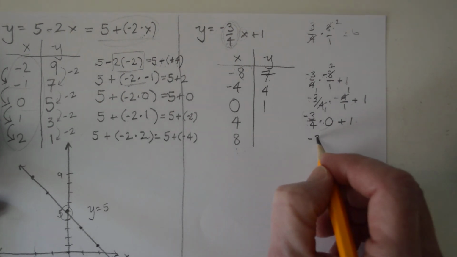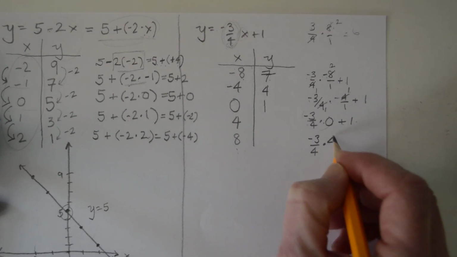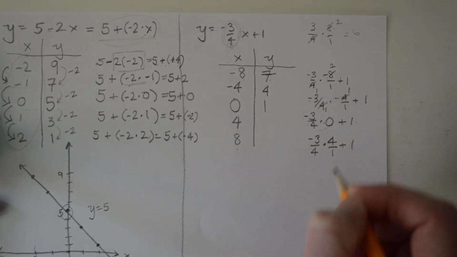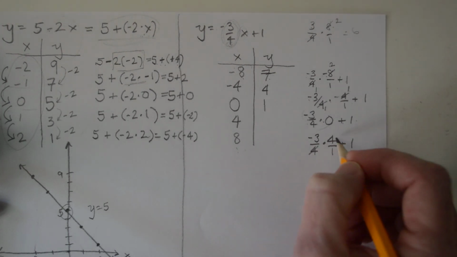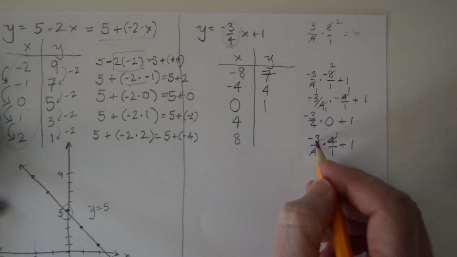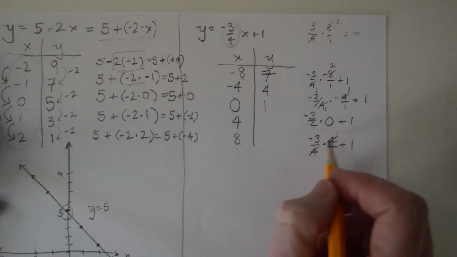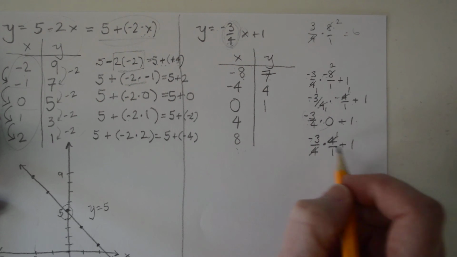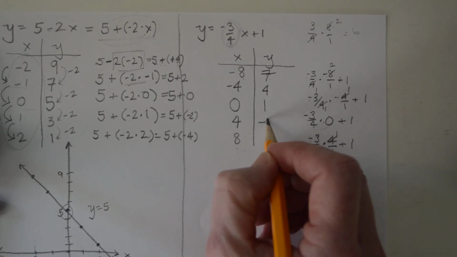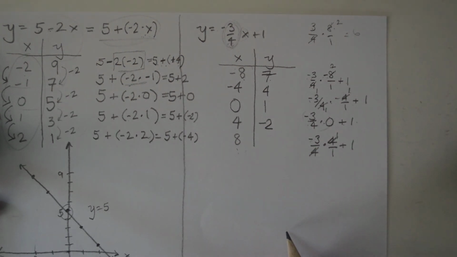Then we've got negative 3/4 times positive 4 over 1 plus 1. These cancel out. So we've got negative 3 times positive 1. Again, negative times a positive gives us negative, so that's negative 3 plus 1 is negative 2.